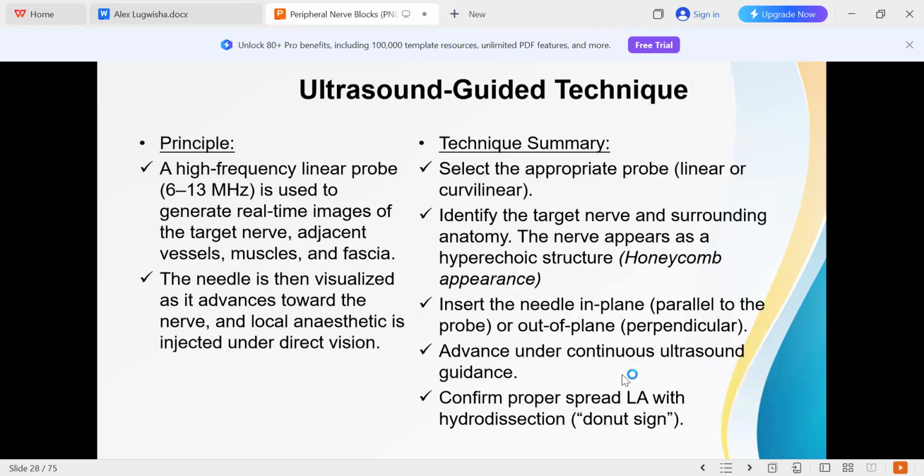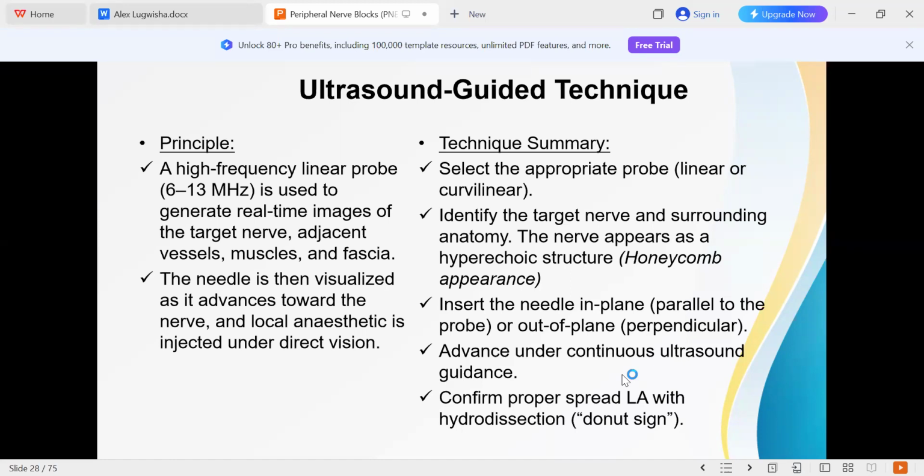Now, the ultrasound guided technique uses your high frequency linear probe, and it's used to generate real-time images of your target nerve, adjacent muscles and the fascia. The needle is then visualized as it advances towards the nerve, and local anesthetic is injected under direct vision. You'll see the nerve swell. That's what we call hydrodissection. We're going to come to that.